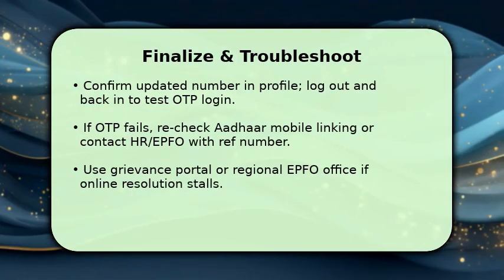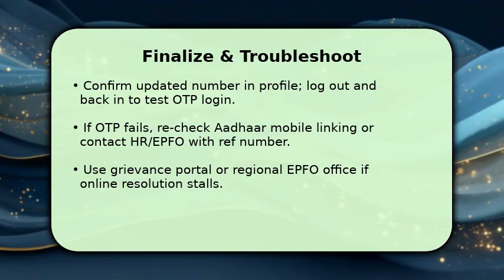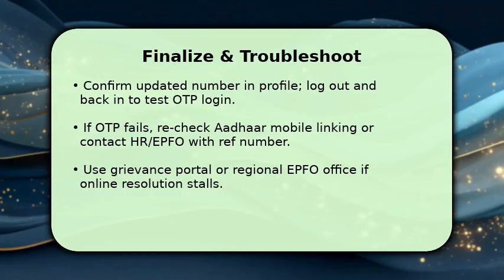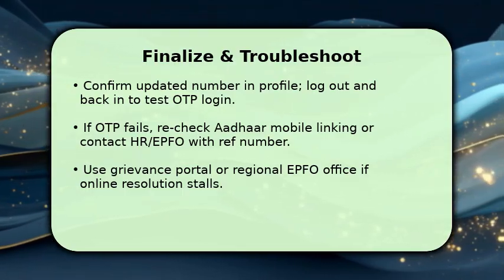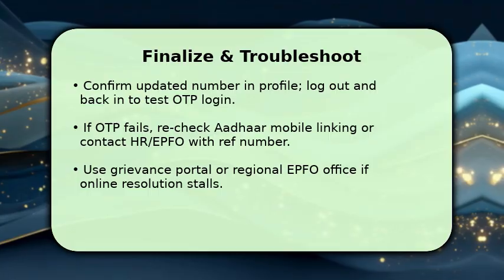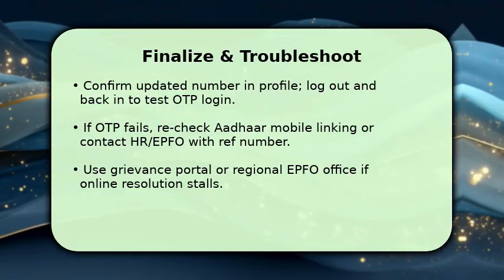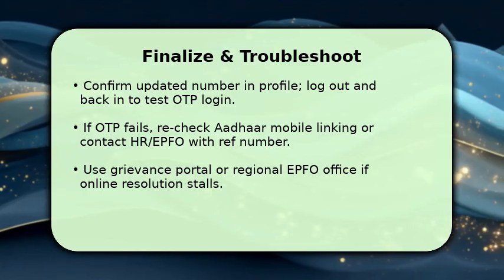Before proceeding you finish by confirming the updated mobile appears in your EPFO profile and testing OTP-based actions, such as claim initiation. If you don't receive OTPs, make sure Aadhaar still lists the new mobile. If it does not, update with UID first.